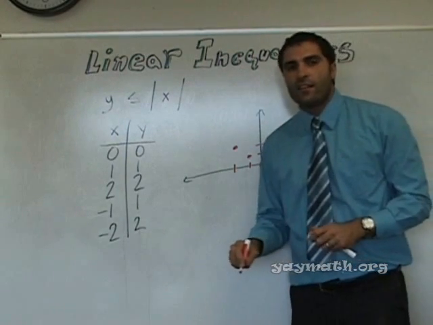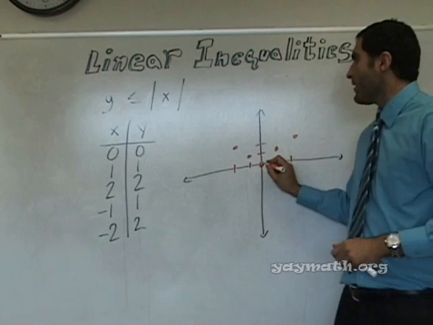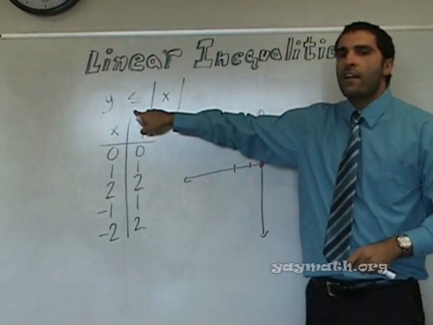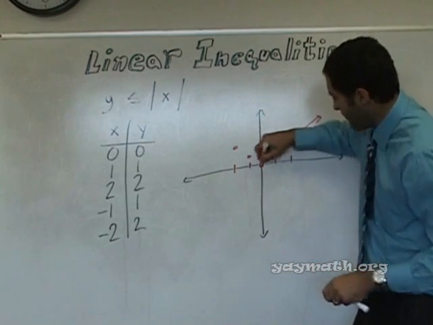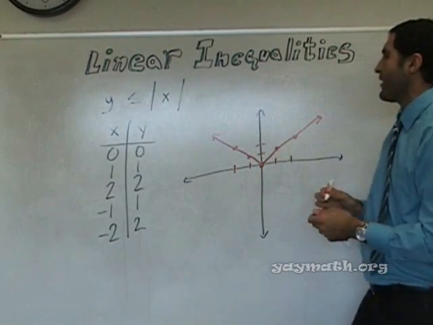Here and here. What type of letter does it look like? V. It looks like a V. Dotted line or solid V? Solid. Solid as a rock.